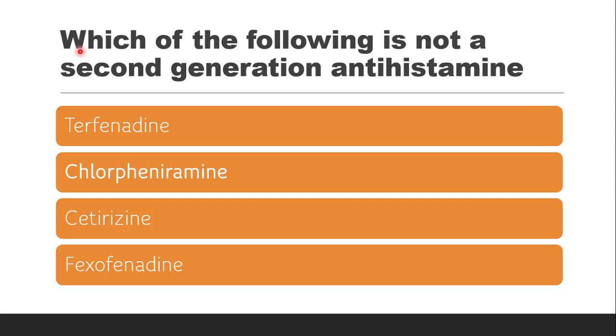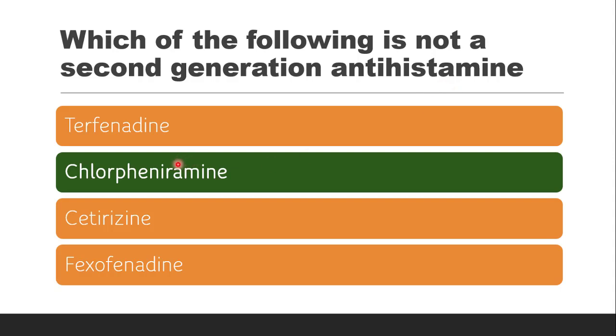Next question is which of the following is not a second generation antihistamine? Whether it is terfenadine, chlorpheniramine, cetirizine, fexofenadine. The correct answer is chlorpheniramine, which is not a second generation antihistamine.